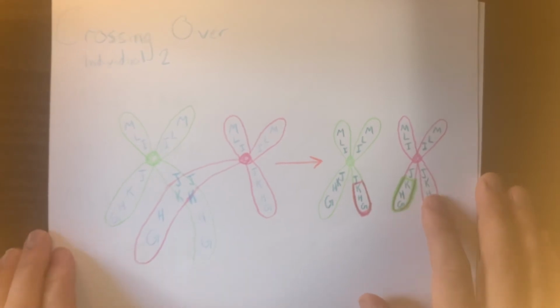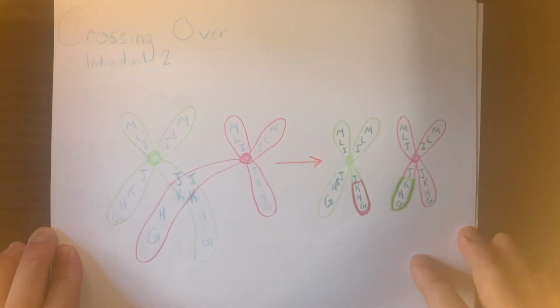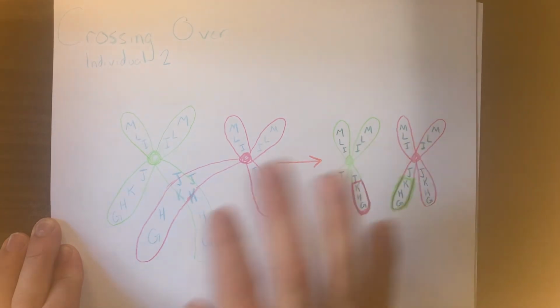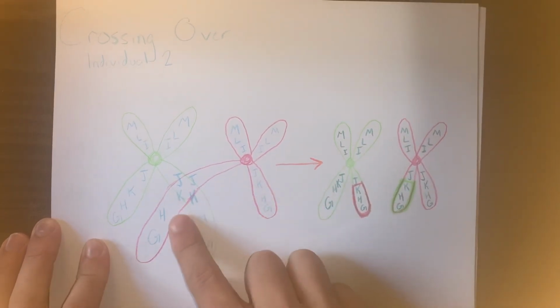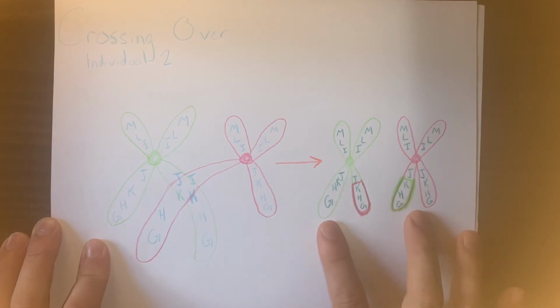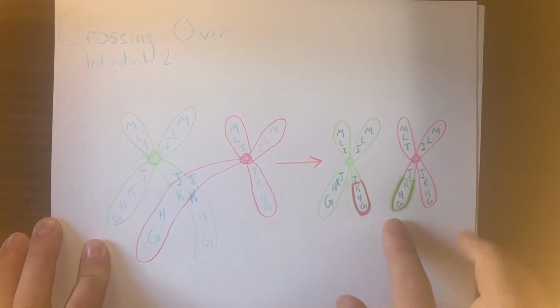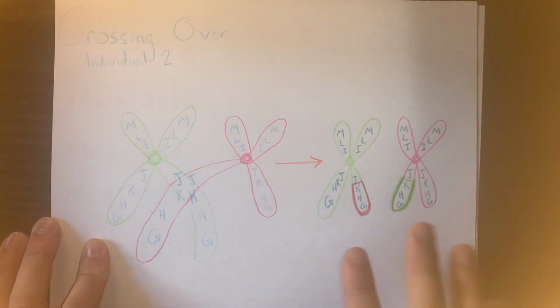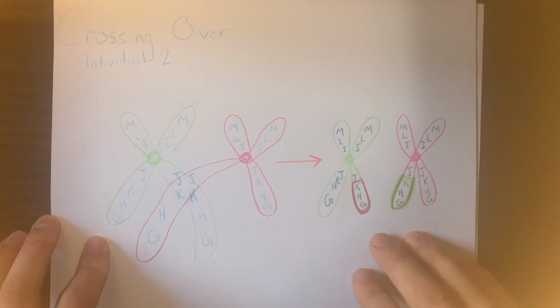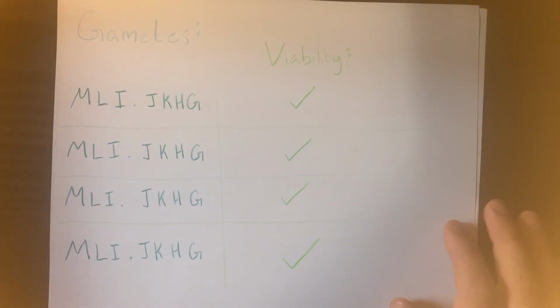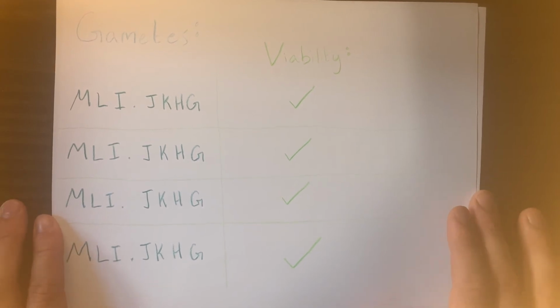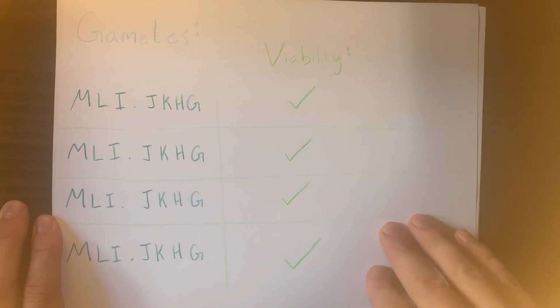So moving over to the crossing over event in individual 2, with MLI JKHG and MLI JKHG, which are basically the same thing. A crossing over event taking place between J and K will produce this over here. You can see where a crossing over event took place with the changing of the colors here, but basically, it is the same chromosome. So our gametes are all the same. We have 4 identical gametes, which means all 4 are viable.